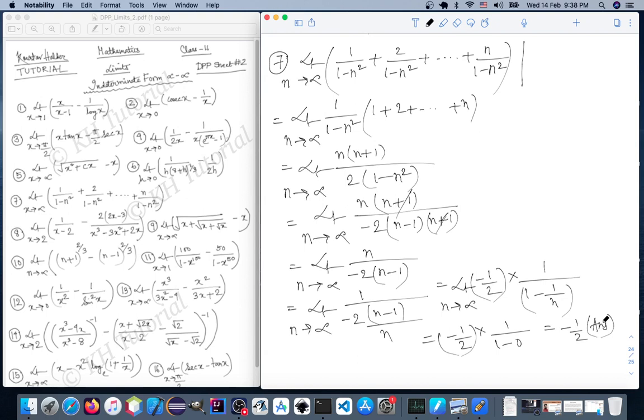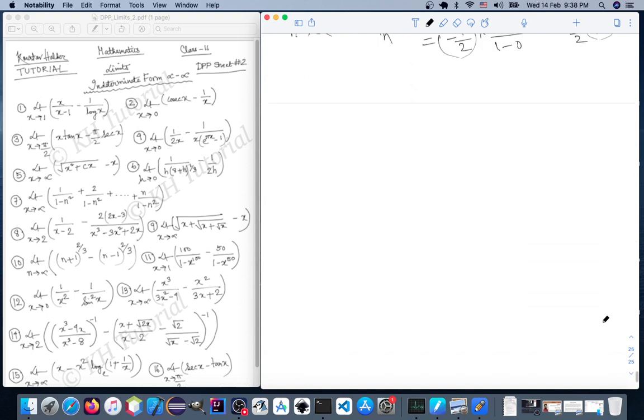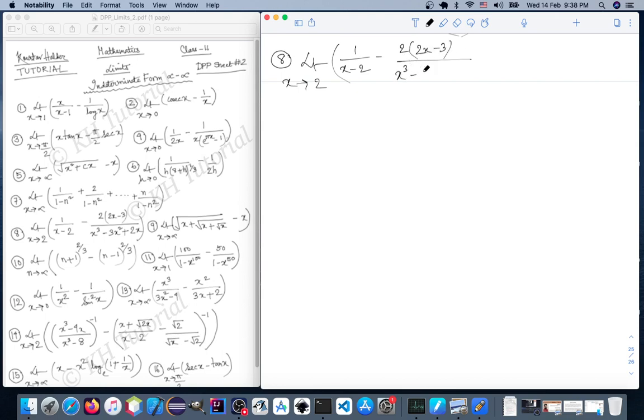Okay, so let's move to the next question. It says limit x tends to 2, 1 by x minus 2 minus 2(2x minus 3) by x cube minus 3x square plus 2x. Okay.